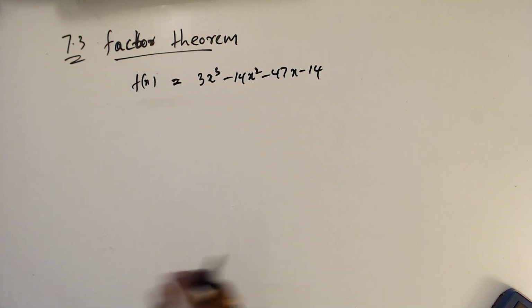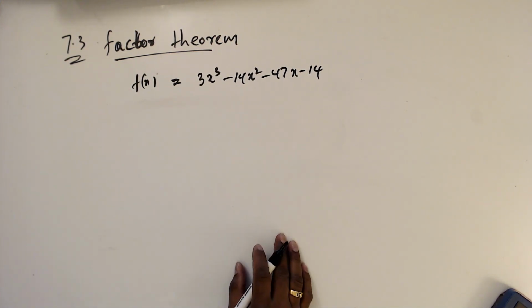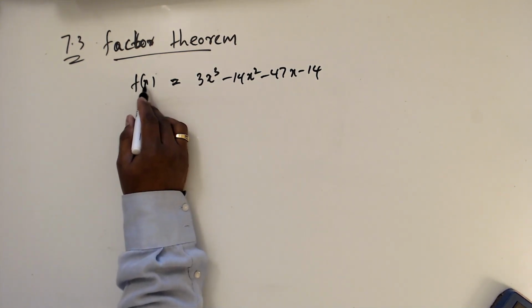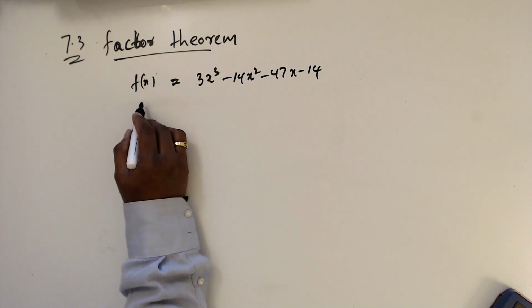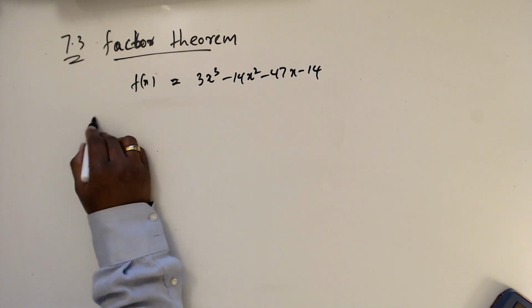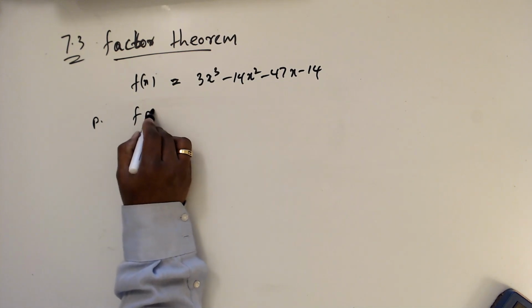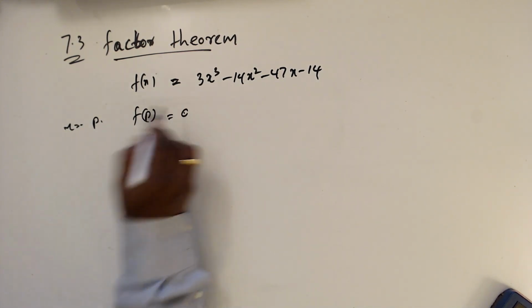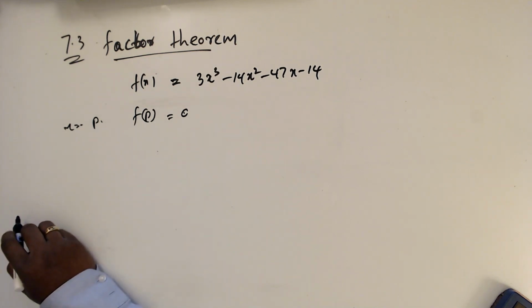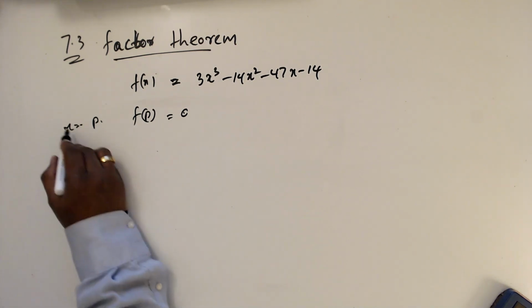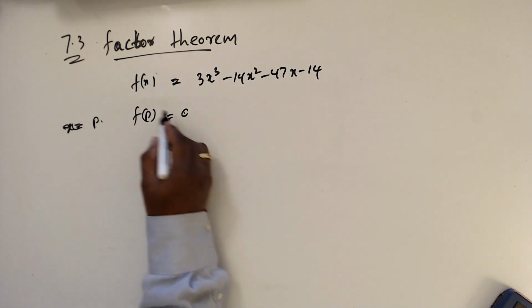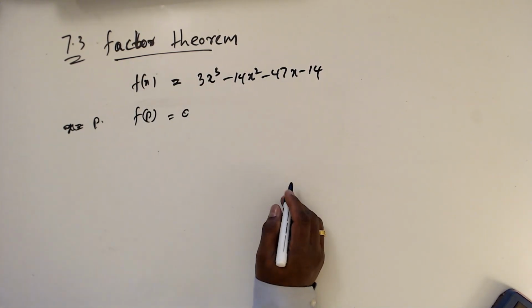Now, how do you factorize this? Now you want to find a value, let's say p, such that when x equals p, this expression has to be equal to 0.